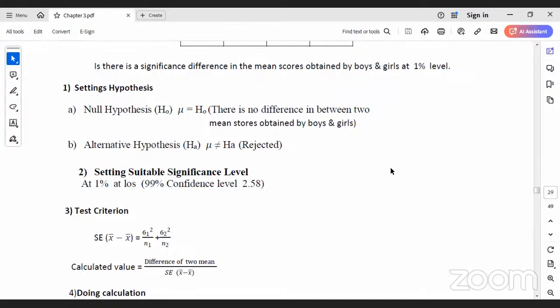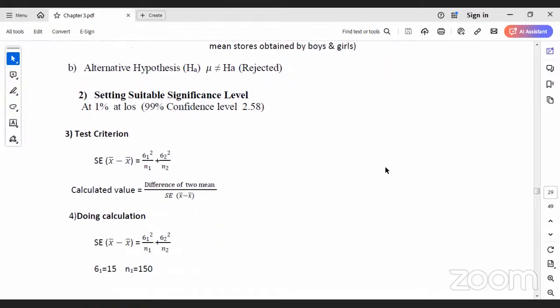Then the next second one is setting a suitable significance level. So already 1% is given in the question. Therefore we take 1%, 99% confidence level, 2.58. Then the next one, test criterion: standard error of x bar 1 minus x bar 2 is equal to the square root of standard deviation 1 square by n1 plus standard deviation 2 square by n2.